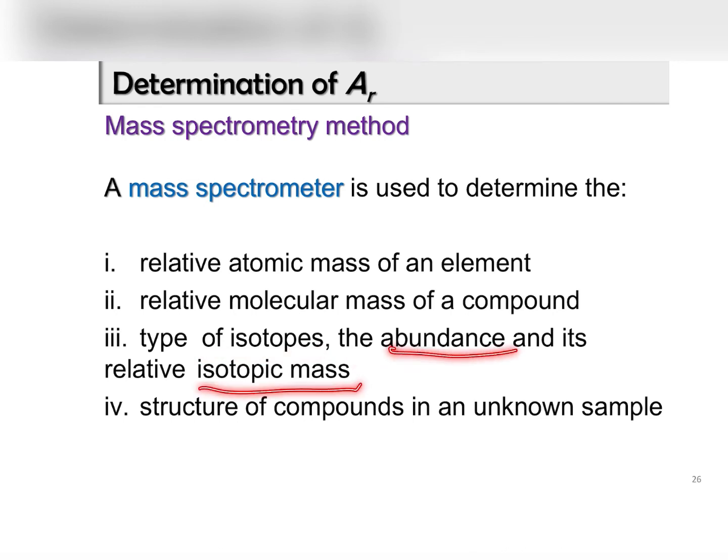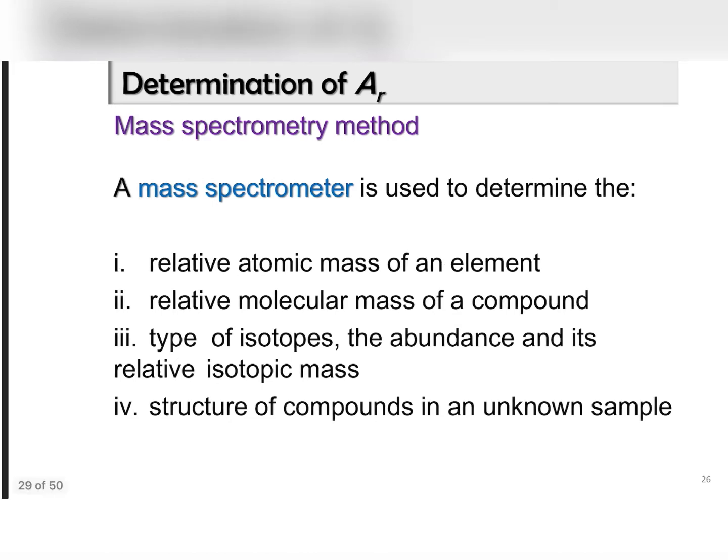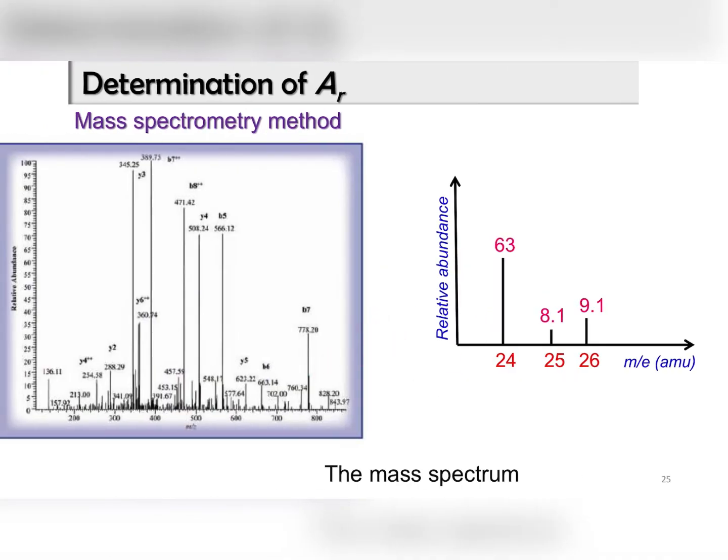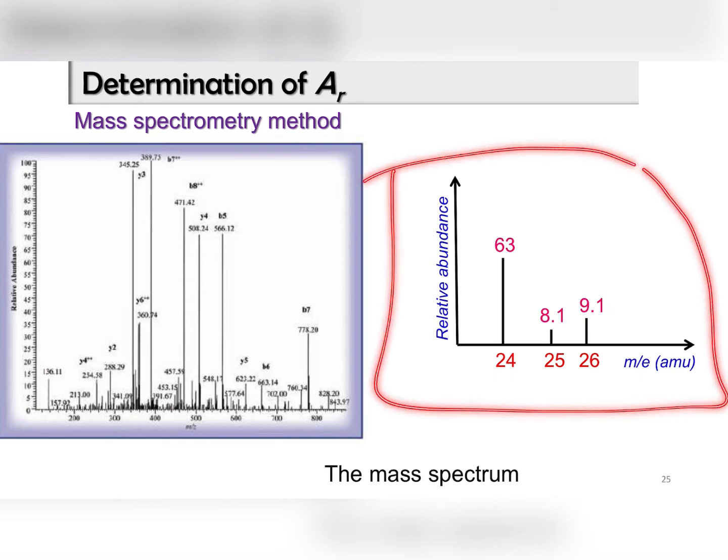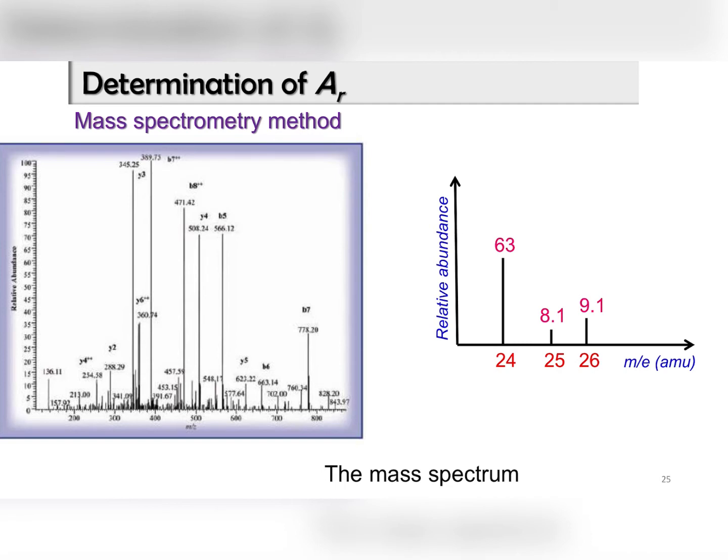Abundance means how much of its isotopes there are. And then the structure of the compound if it is an unknown sample. For example, if it is an unknown sample, you put it through the device, a mass spectrum will be produced, and from there you determine what compound it is. So that is its use at university level. But for your level, matriculation level, you just need to know how to interpret this simplified mass spectrum. And this is for us to look at its abundance of the isotope.